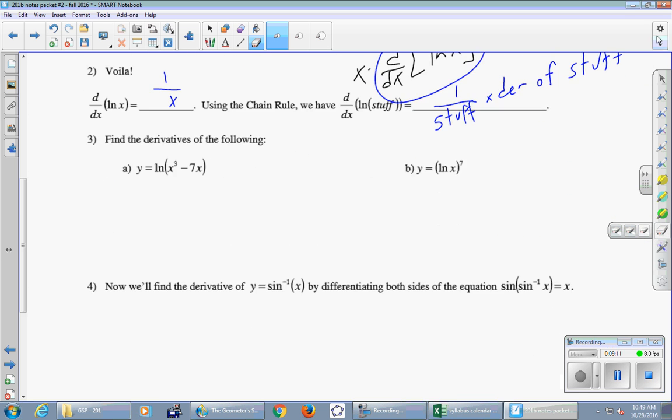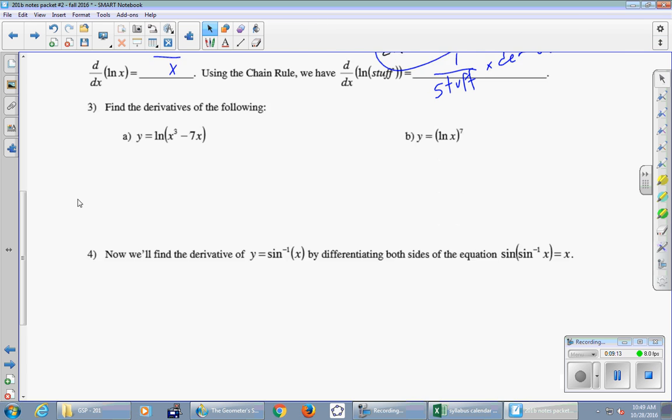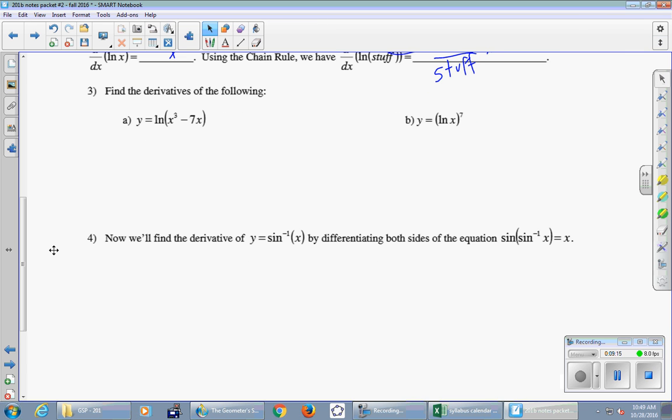Okay, let's see if we can apply our brand new ln derivative rule here in number 3. Ln of x cubed minus 7x. We'll start with Leibniz notation today. dy dx equals. Okay, this is ln of stuff. It's our brand new rule. So ln of stuff becomes 1 over the stuff. So that's how we start.